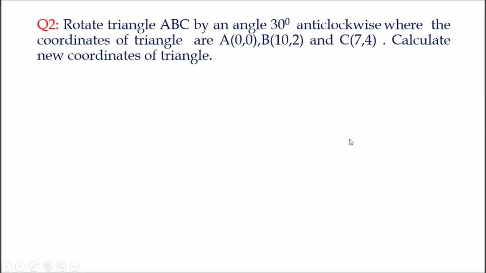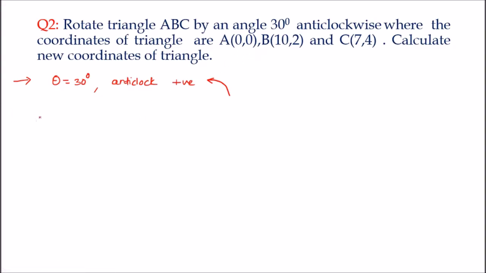Now the next problem is, rotate triangle ABC by an angle of 30 degrees anti-clockwise, where the coordinates of the triangle are 0, 0, 10, 2 and 7, 4. Calculate the new coordinates of the triangle. Here it is specified that angle theta is 30 degrees and it is anti-clockwise. Anti-clockwise rotation is considered a positive rotation, and since no point is specified, it is rotation about the origin.